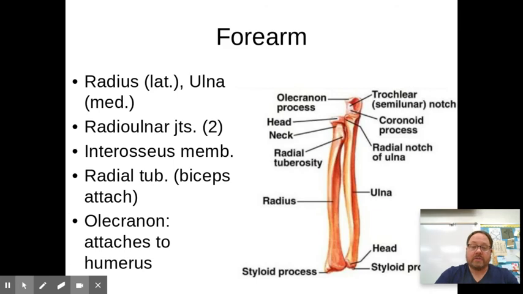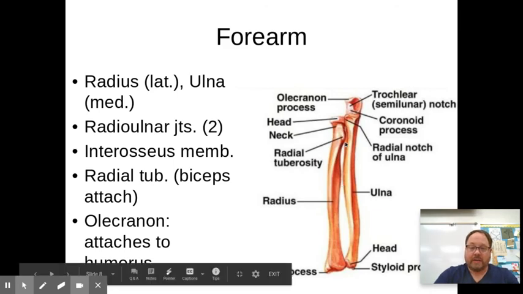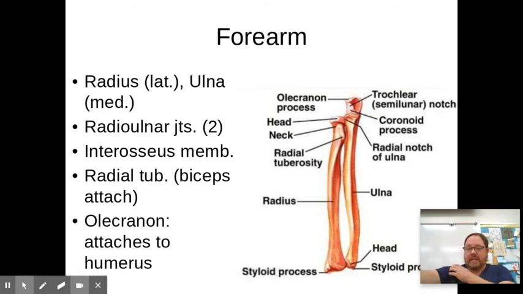Let's see. On the radius, you get a radial tuberosity, that bump there. And again, that is where your biceps attach. So your biceps attach up in your shoulder, and then they attach to your radius. And then what happens is when they contract, it shortens the span in this joint.